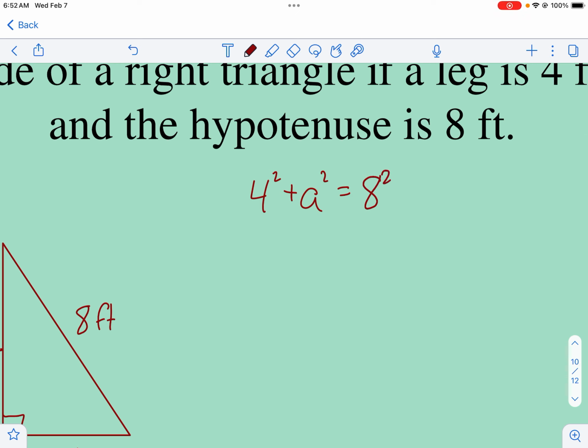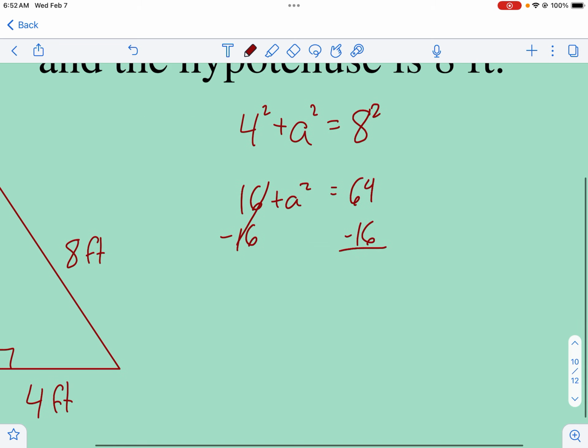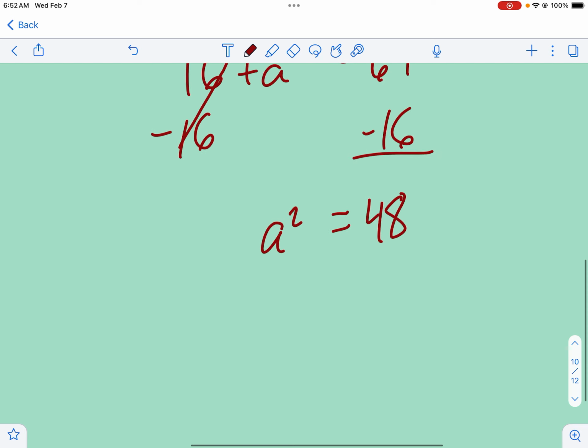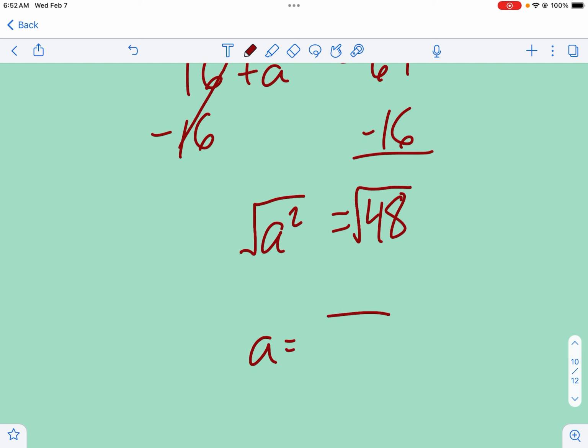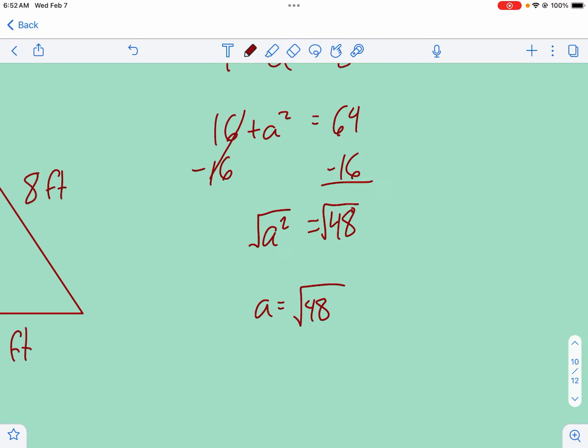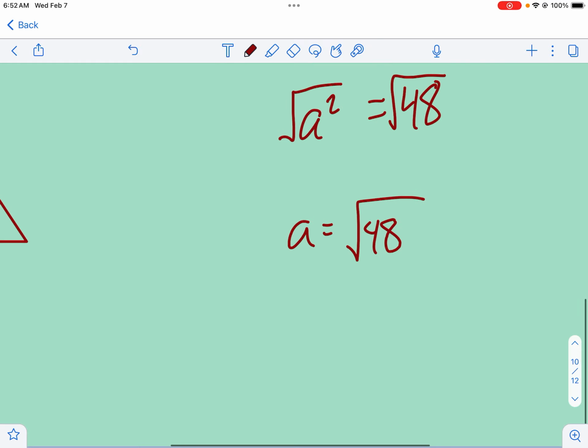So I'm going to have 64 on this side, 16 on this side, and an A squared in the middle. Combining like terms across the equal sign, I'm going to subtract 16, and I'm going to get 48 equals A squared. And I'm going to take the square root of both sides. So I have A is equal to the square root of 48. And then I think, okay, not done yet. I got to double check to see if this is fully simplified.